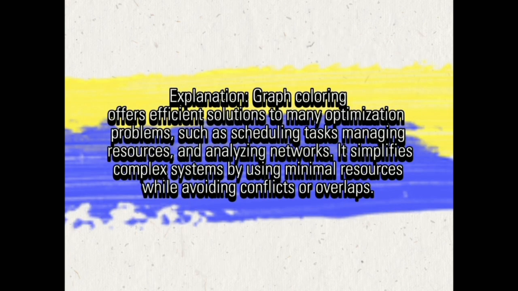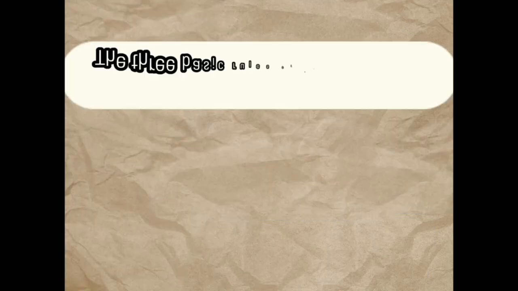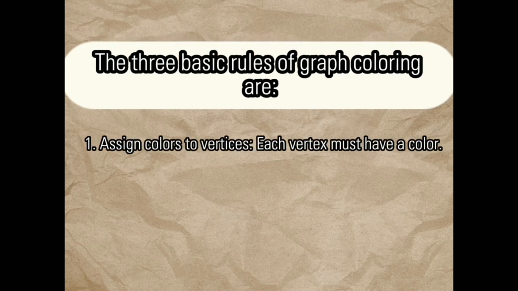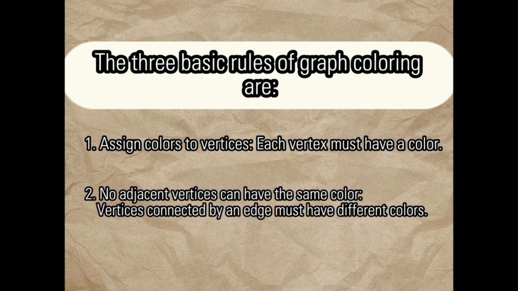Graph coloring offers efficient solutions to many optimization problems such as scheduling tasks, managing resources, and analyzing networks. It simplifies complex systems by using minimal resources while avoiding conflicts or overlaps. The three basic rules of graph coloring are: assign colors to vertices. Each vertex must have a color. No adjacent vertices can have the same color. Vertices connected by an edge must have different colors.